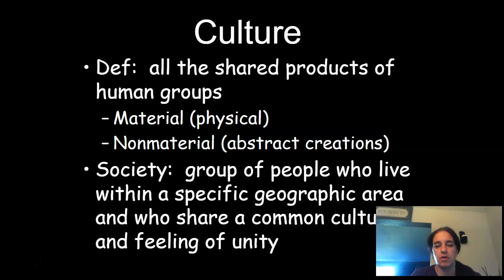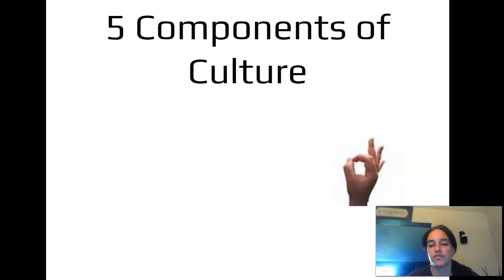So a lot of times when we talk about culture, we also speak of society. Society is a group of people who live within a specific geographic area who share that common culture and therefore a feeling of unity. So society has a geographical component to it. You could say that Pittsburghers are a society. We live in a specified geographic area and we share this common culture. And we'll see in a moment, part of culture is language. So you might hear a Pittsburgher say the word yinzer. That's part of our culture. By the way, you will never, ever in your life hear me say the word yinzer in any context other than this example.